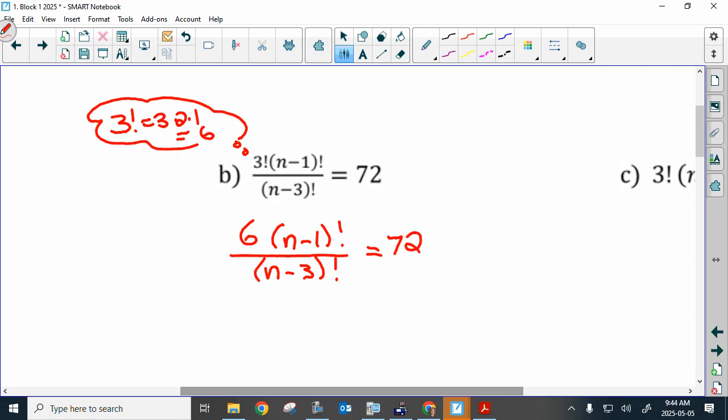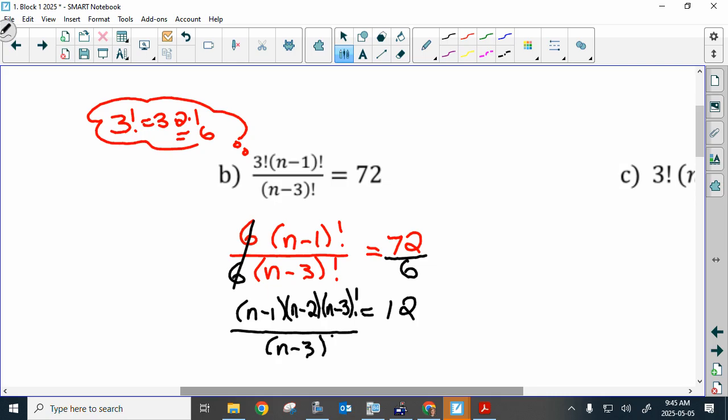How would I move the 6 to the other side? Divide by 6, right? So I'm going to divide by 6. Whatever I do to one side, I do to the other side. Now, 72 divided by 6 is 12. Now, which one's bigger, n minus 1 or n minus 3? n minus 1 is bigger, so I'm going to start decreasing that so that it pairs with the denominator so that I can cancel it. So the tough part is people don't recognize the 3 factorial as a constant that needs to be moved to the other side.